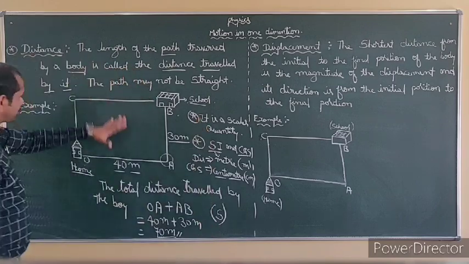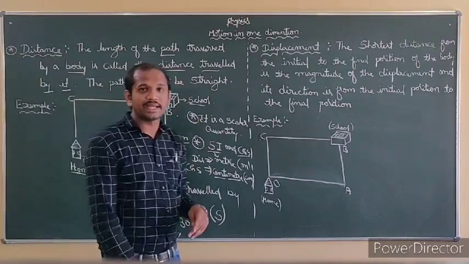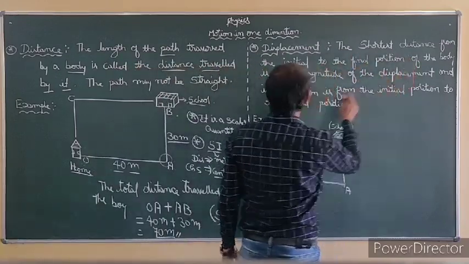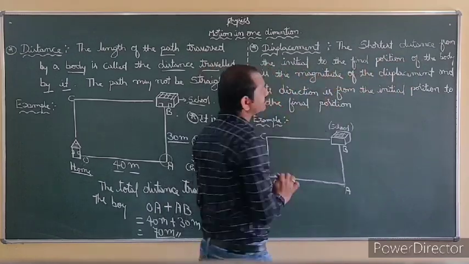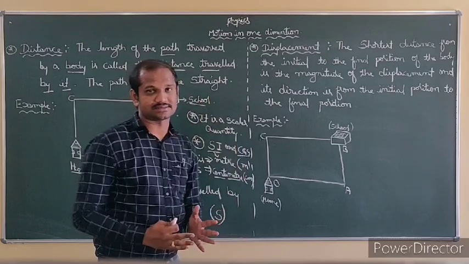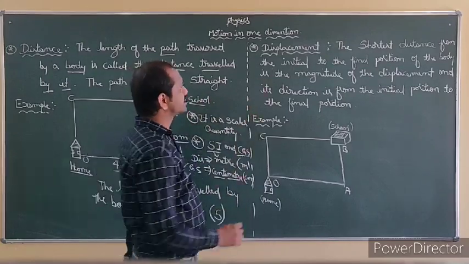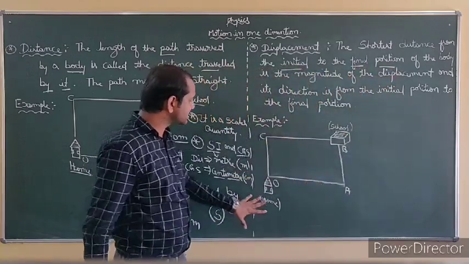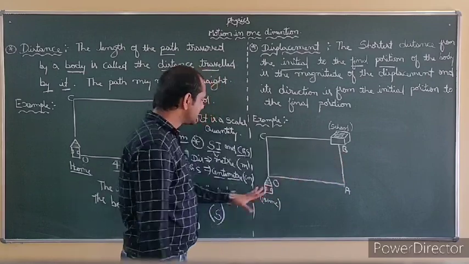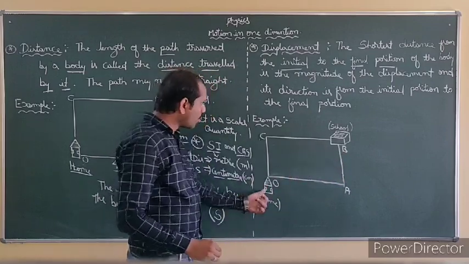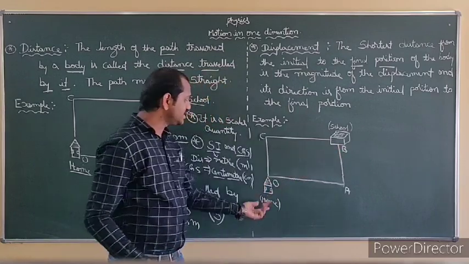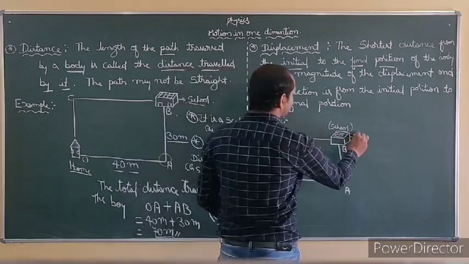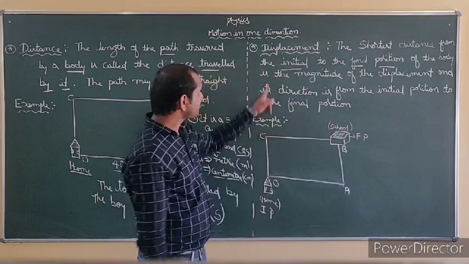So now, with the concept of distance known, let us move to displacement. What is the displacement I have written here? The shortest distance from the initial to the final position of the body. It's the shortest distance. Let me explain what the initial position and the final position are here. You were at home in the morning and you are reaching school from home. So your initial position was at home. Your final position is nothing but school.